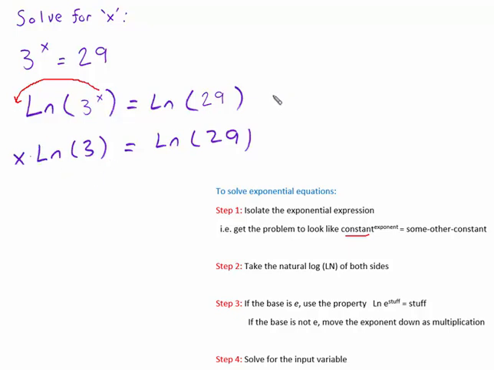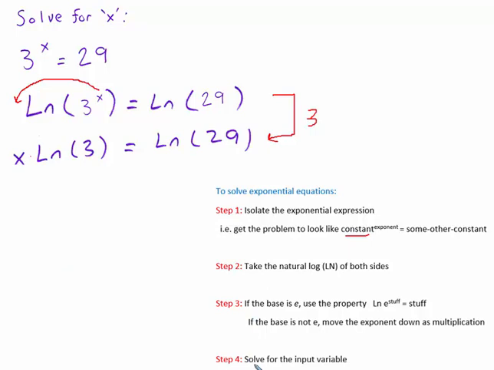What I've just done to go from here to here is what I'm going to call step 3. After we did step 2, by taking the natural log of both sides, it's now time to do step 3. The order in which you do the steps is important. Step 3 now says, if the base is e, use this property. Our base isn't e, our base was 3. So if the base is not e, move the exponent down as multiplication. We just did that. So that was step 3.